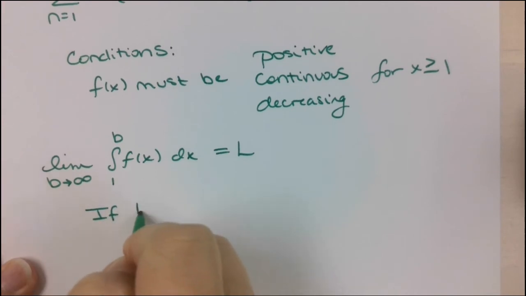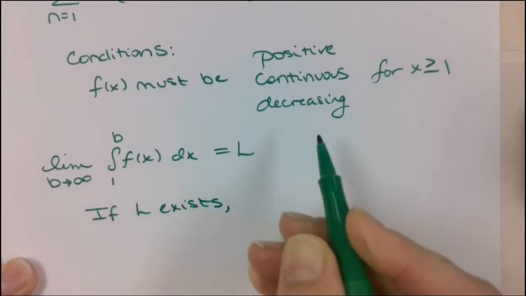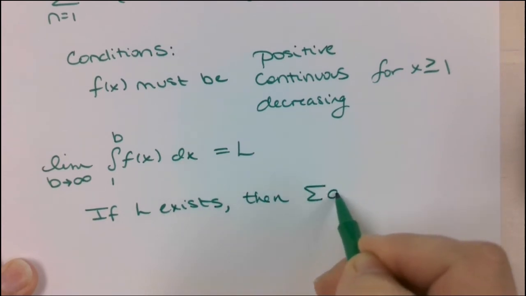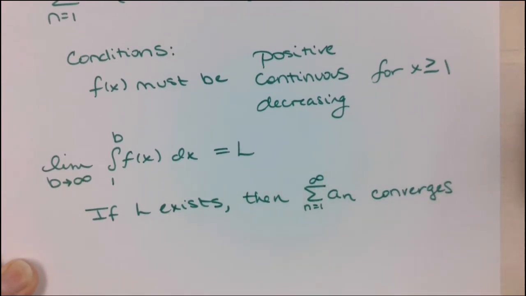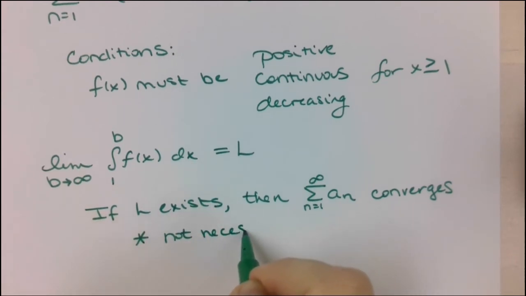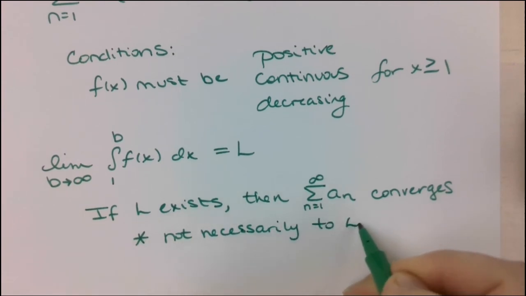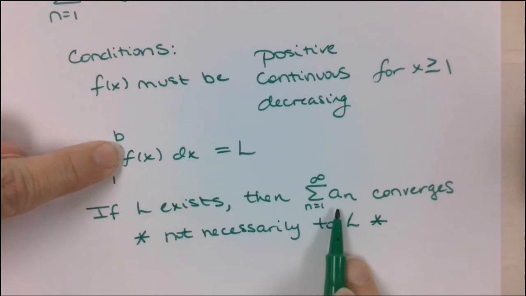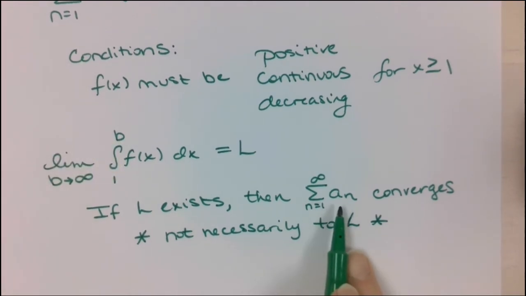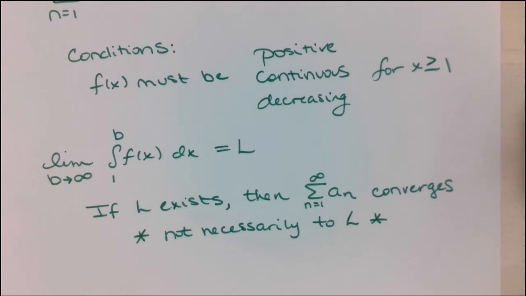Here's what the integral test says. If L exists, then we can say that our series converges. If that limit exists, then we can say the series converges. Although it's really important to note, not necessarily to L. I think when we use this test and we end up getting a limit here, we're very tempted to say that this infinite series is actually equal to L, and it's not. The integral of this similar function is equal to L, which tells me that this series converges, but we don't necessarily know what it converges to.